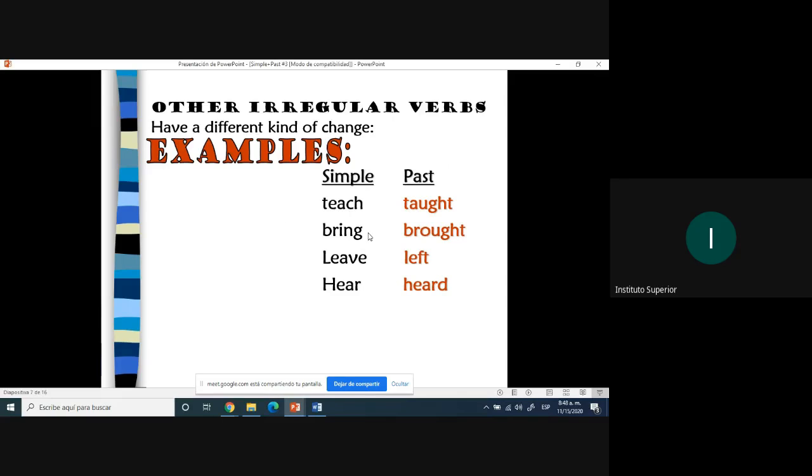Now, we got the other one. Heard. What's going on with that one? It changed to heard. And it changed, right? And how's the pronunciation? Heard. Very good. Now, let's look at the other one. Okay, it is here. Buy.